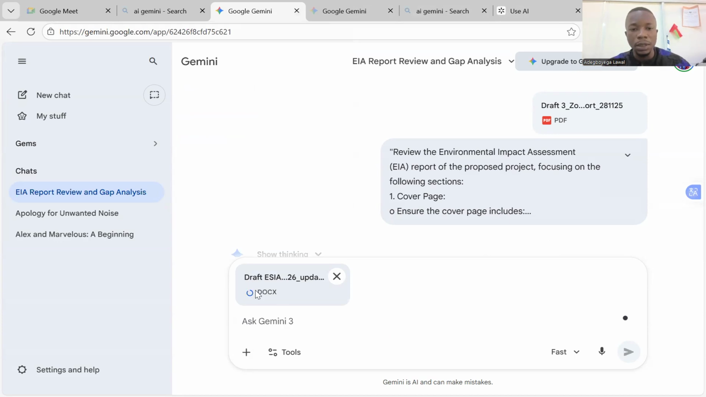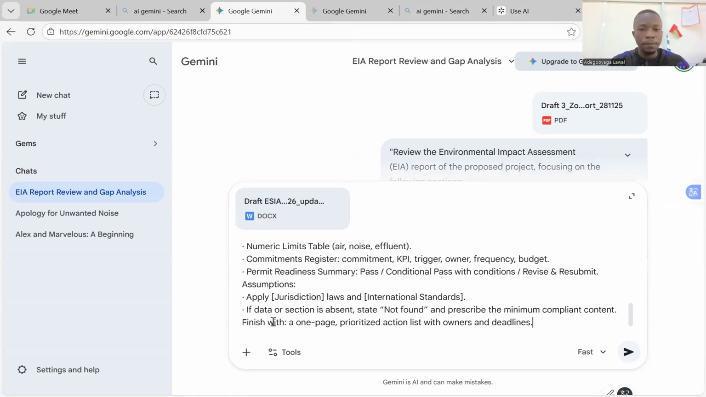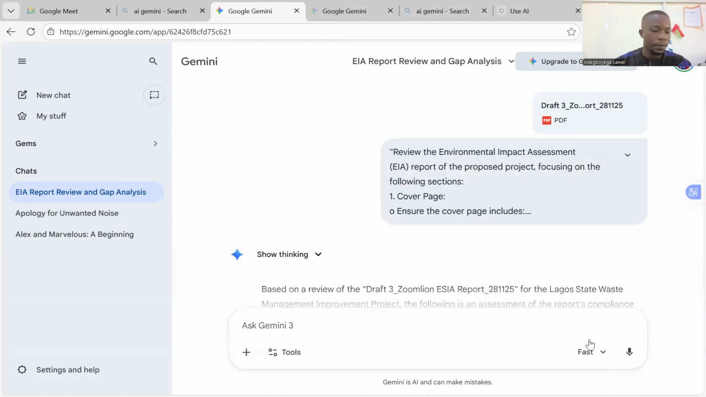So this is it uploaded. Then look at the space under this cursor. I can press Control V and paste my prompt. I paste my prompt, then I press on submit. Once you click on submit, then you can see this.